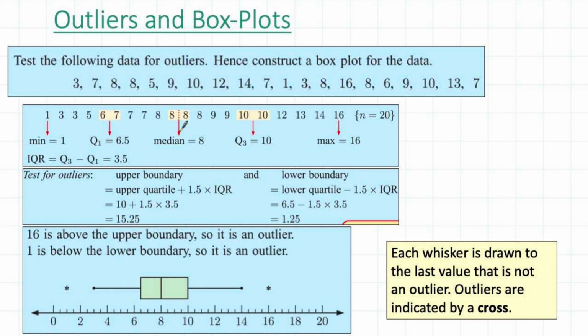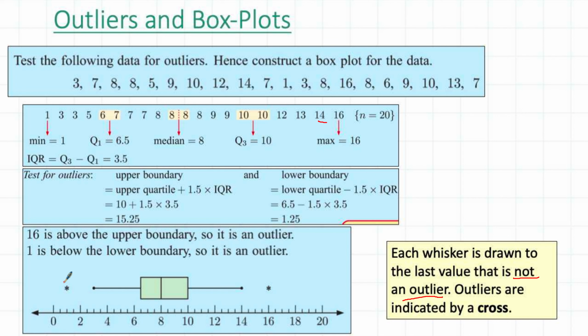And as I look at my data, we have 16 is above the upper boundary, so it's an outlier, and 1 is below the lower boundary, so it is an outlier. In this case, if I want to construct the box and whisker, you will construct it to the last value that is not an outlier. So although 1 was our minimum value, we now have to stop at 3. And at a maximum, 16 was originally our maximum, but now we have to stop at 14. So our box and whisker stops at 14 and starts at 3.